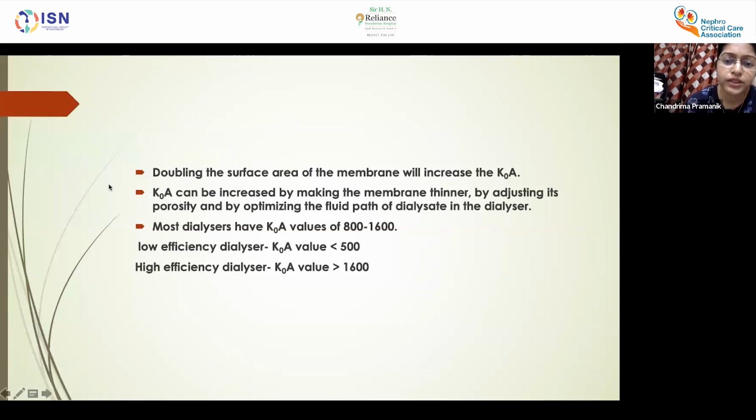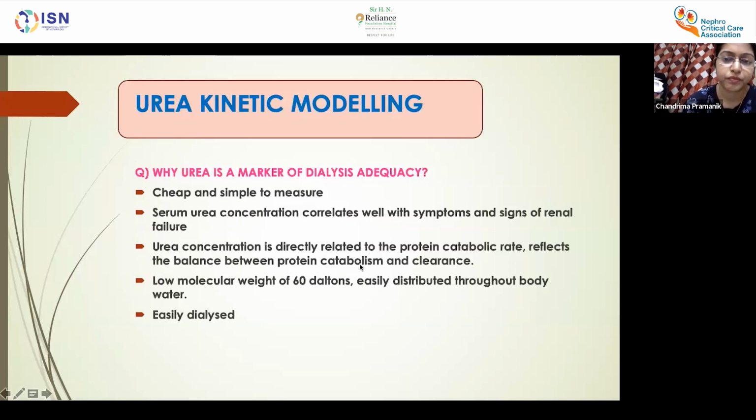So nowadays, most dialyzers that we use have K0A values of 800 to 1600. But low efficiency dialyzers usually have a K0A value of less than 500, and high efficiency dialyzers usually have a K0A value greater than 1600. The next one is to determine the adequacy of dialysis.